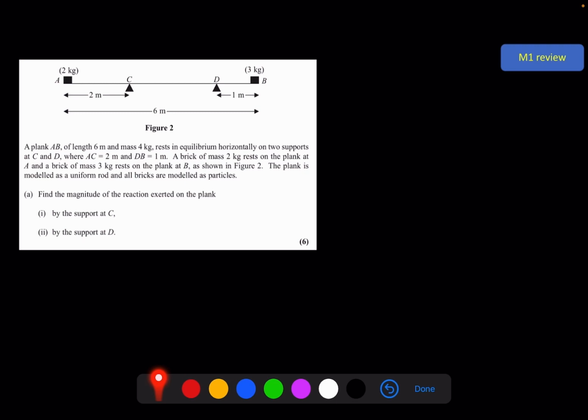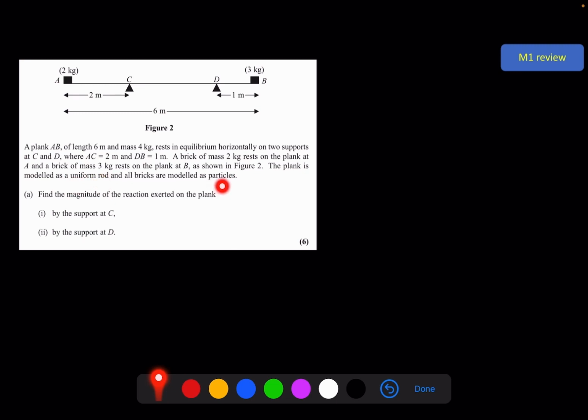A plank AB of length 6 meters and mass 4 kilograms rests in equilibrium, horizontally on two supports, C and D, where AC is 2 and DB is 1 meter. A brick of mass 2 kilograms rests on the plank at A, and a brick of 3 kilograms rests on the plank at B, all shown in figure 2 here. The plank is modelled as a uniform rod, and all bricks are modelled as particles.